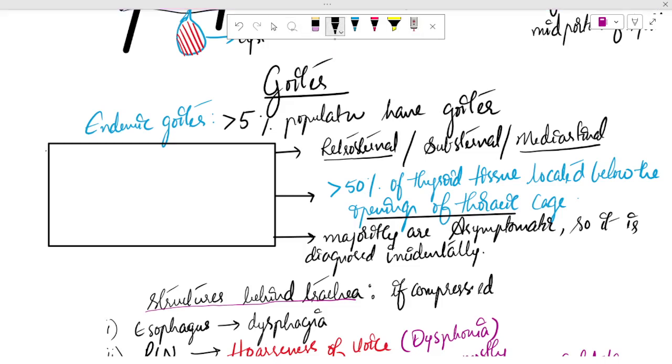I will just draw a diagram here, then you can understand. Right? For example, see, this is a thoracic cage, right? See, this is a sternum.